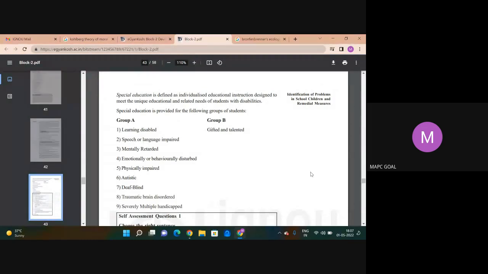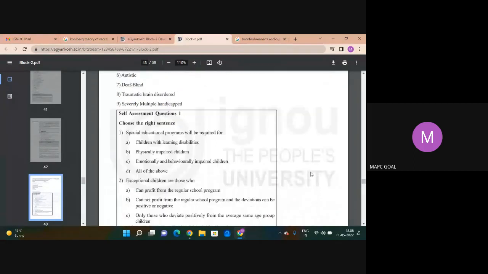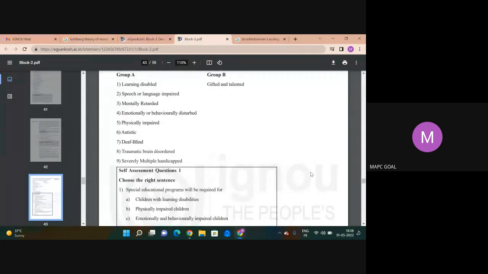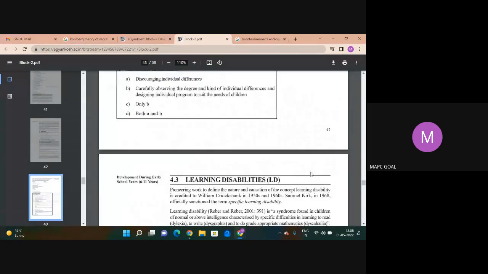Special education. So there is this term, special education. After your master's degree, you can also get a degree in special education and treat children with special needs. They have been divided into two groups. One is learning disabilities, speech or language impaired, mental retardation, emotionally or behaviorally disturbed, physically impaired, autistic, deaf, blind, trauma, brain disorder, severe multiple handicap, and the other one is gifted or talented. For both groups, the teacher has to design their pedagogy, their knowledge, and their learning materials in such a way that both groups can learn things differently. There are certain activities that have to be done.